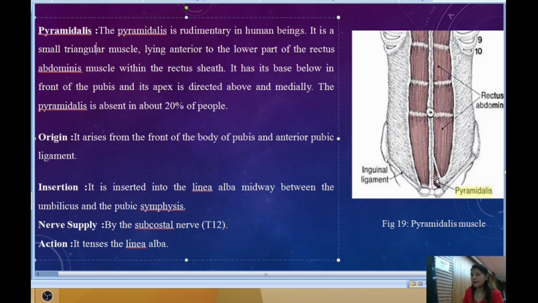Origin is from the front of the body of the pubis and the pubic arch. Insertion is in the midline, the linea alba. Nerve supply is T12 and it tenses the linea alba.